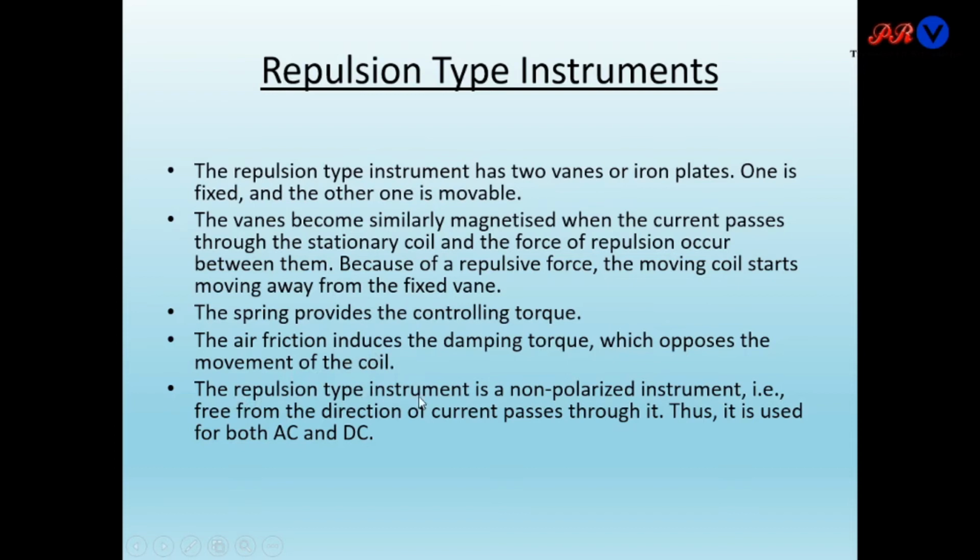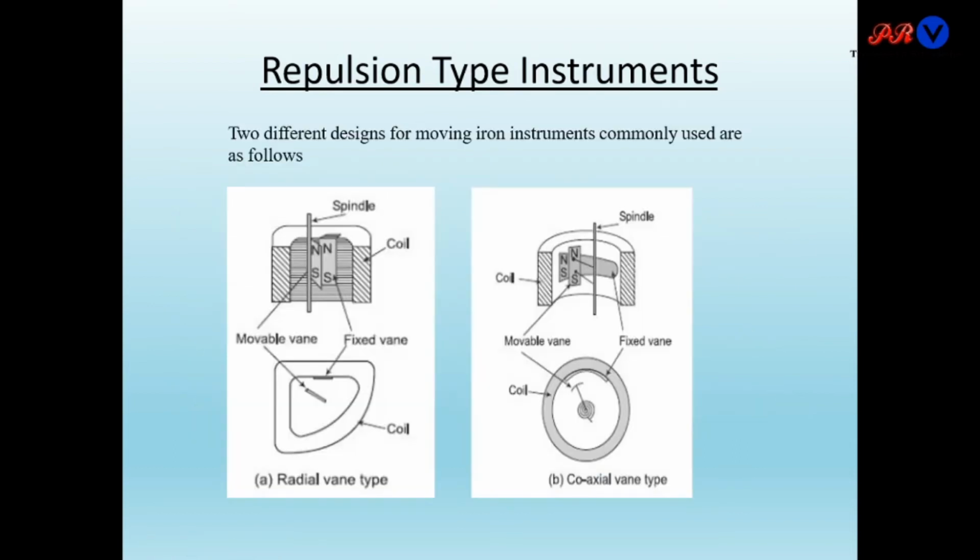The repulsion type instrument is a non-polarized instrument, that is, it is free from the direction of current passing through it. Thus it is used for both AC and DC. So it is also used for AC and DC measurement. These are the two different designs for repulsion type moving iron instruments. One is the radial vane type, the other one is the coaxial vane type.